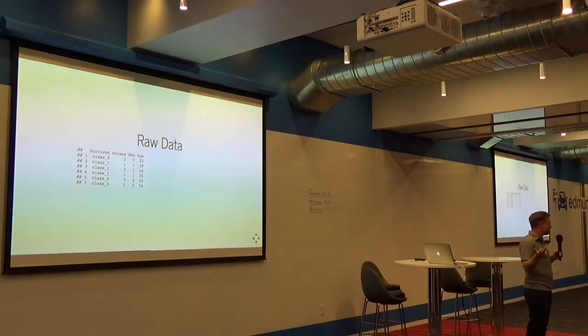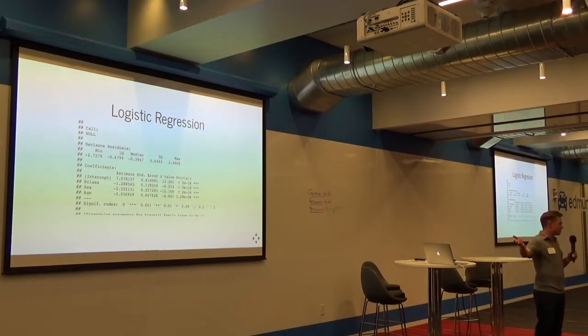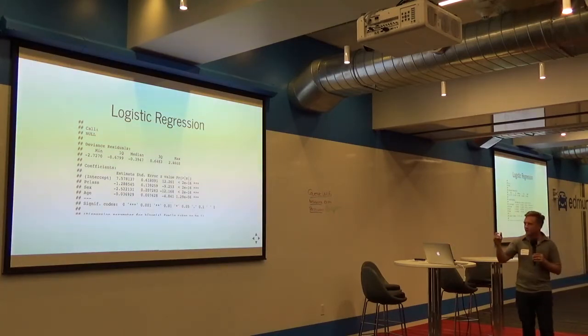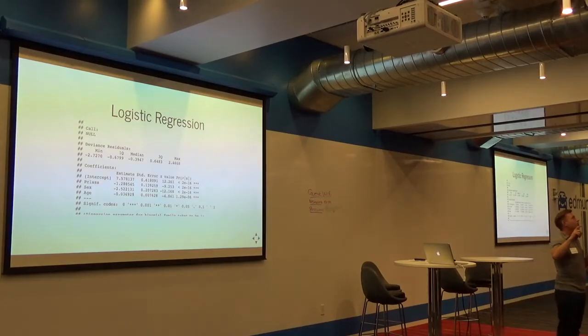Has everyone in this room done this example? I think most people have probably played with this. Okay, so you can run a logistic regression, you can get some coefficients, this is very interpretable. What it's saying is, as your class gets worse, you are more likely to die. As your gender goes from female to male, you're more likely to die. And surprisingly, as your age increases, you're more likely to survive.